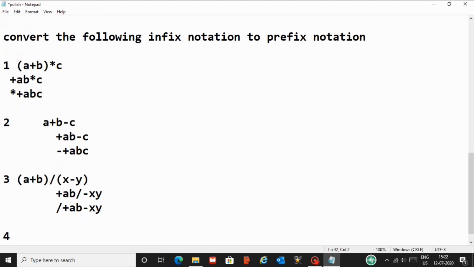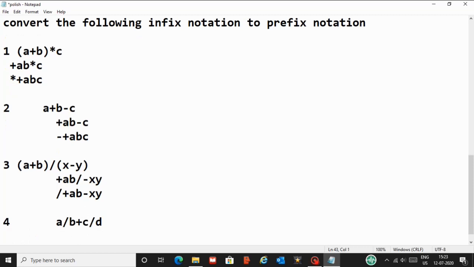The next one, A by B plus, let me give some space, that is A by B plus C by D. So what will be the prefix one? How will you do that? Can you try doing it? What are the operators we have? We have division and addition.